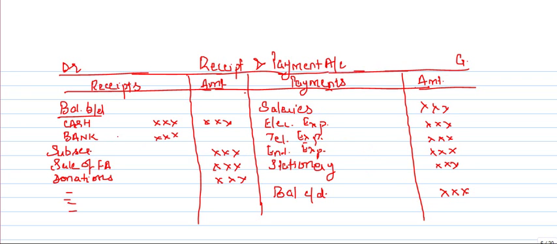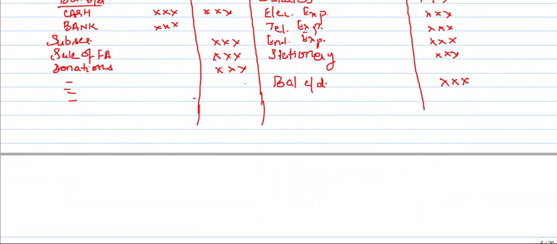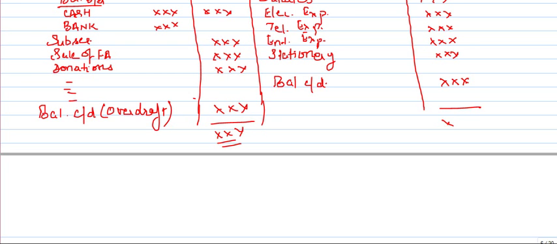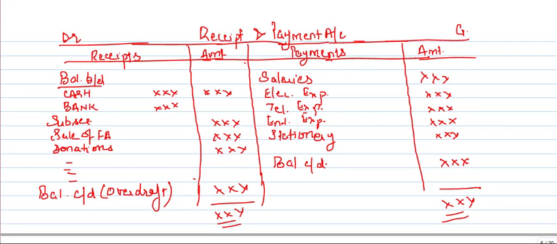Now if the payments are more than the receipts, then the balance will be on the debit side and it will be known as overdraft balance. This can be balance carried down. That means you have borrowed money in excess from the bank. This is overdraft, right? If the payments are more than the receipts. Clear? So this is how your receipts and payment account is to be prepared. All the receipts are to be recorded on the debit side. All the payments are to be recorded on the credit side, right? First, you will start with the balance brought down.